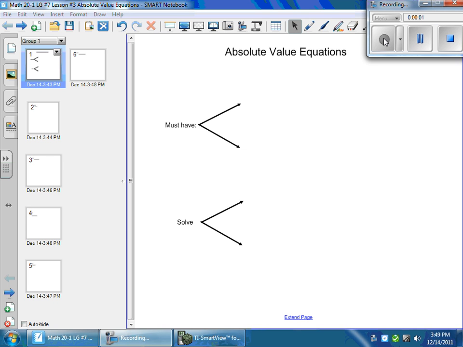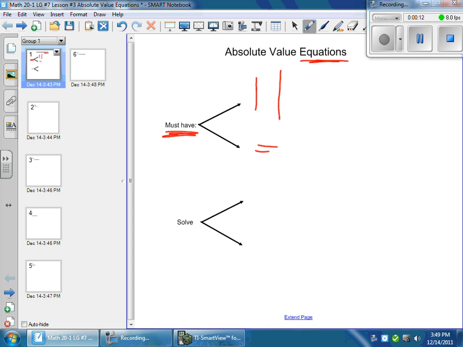Looking at absolute value equations is very similar to absolute value functions. The only thing is, what do you have to have? You have to have the absolute value, and being that this is an equation, it has to have an equal sign. So we're going to solve this.